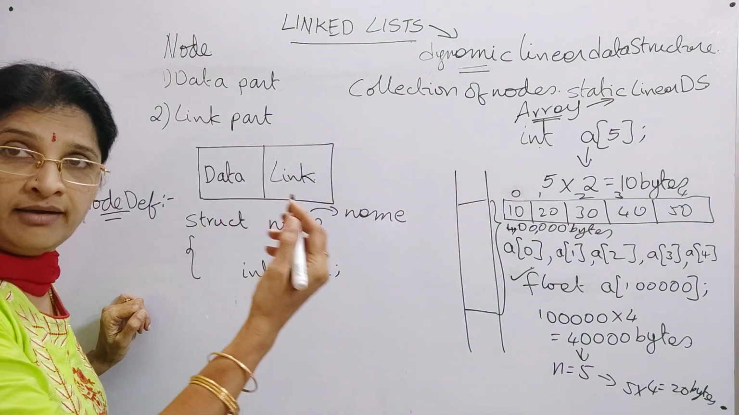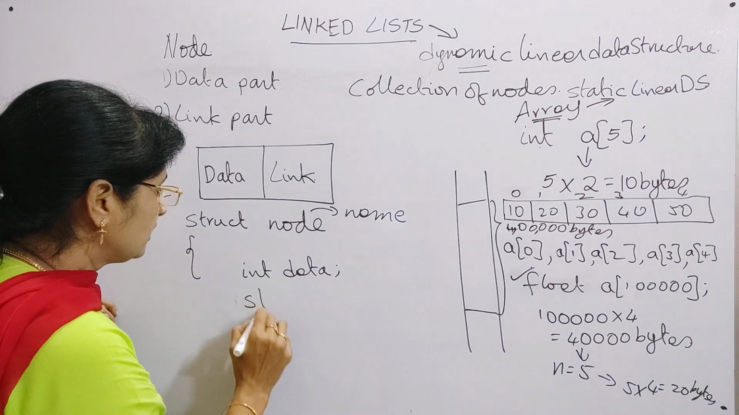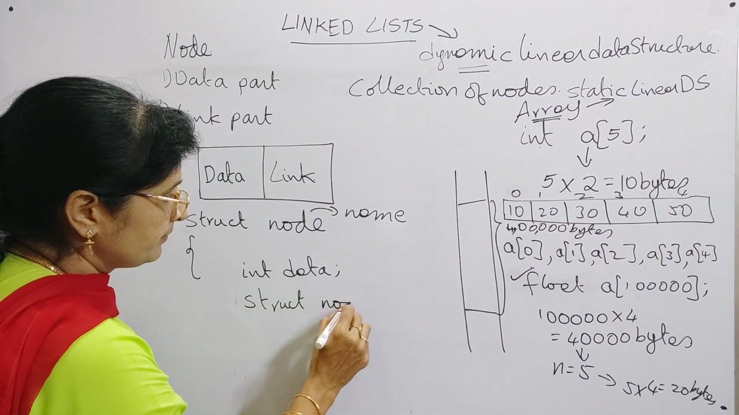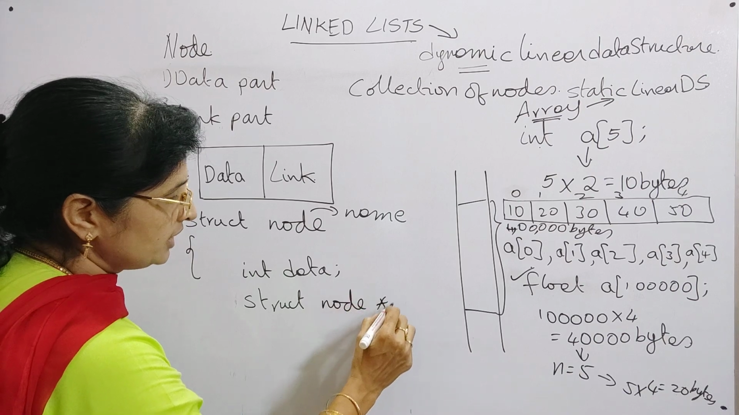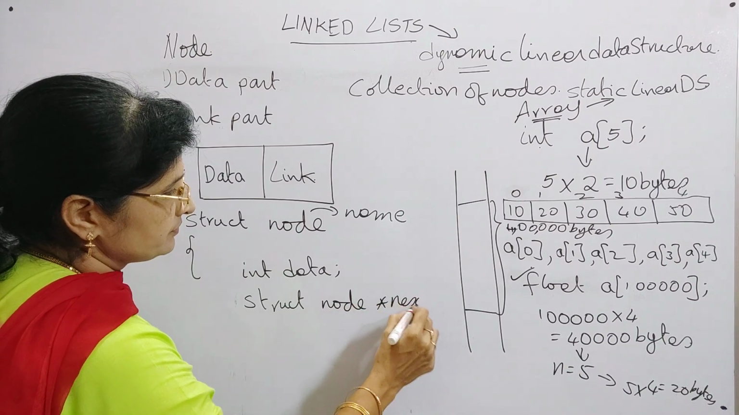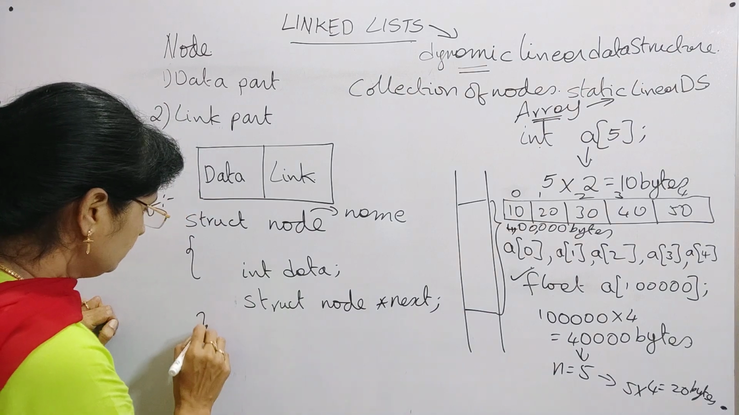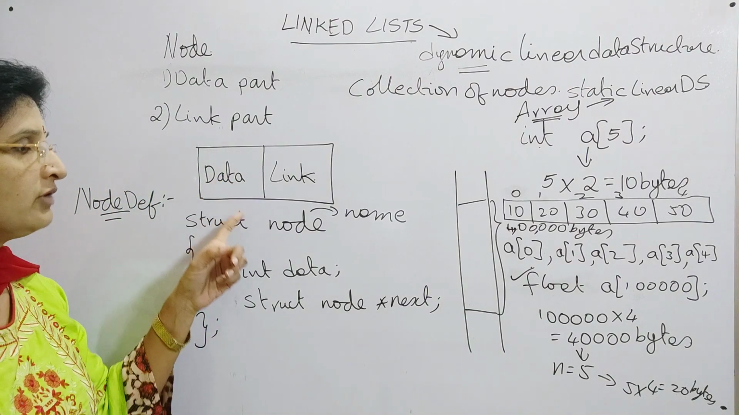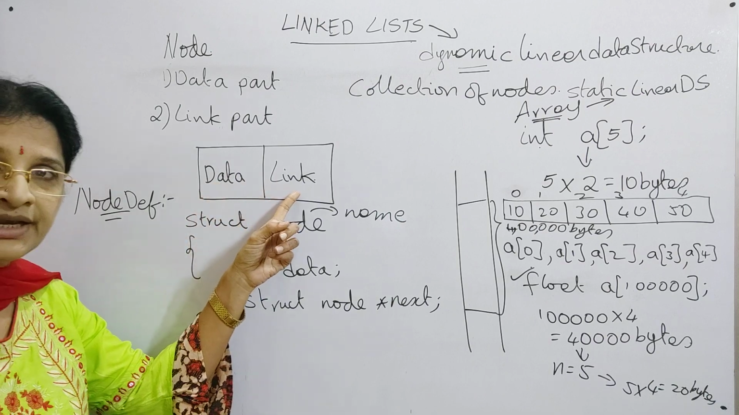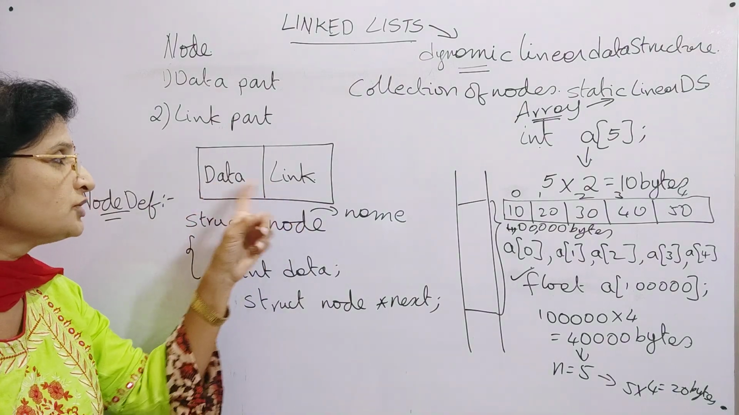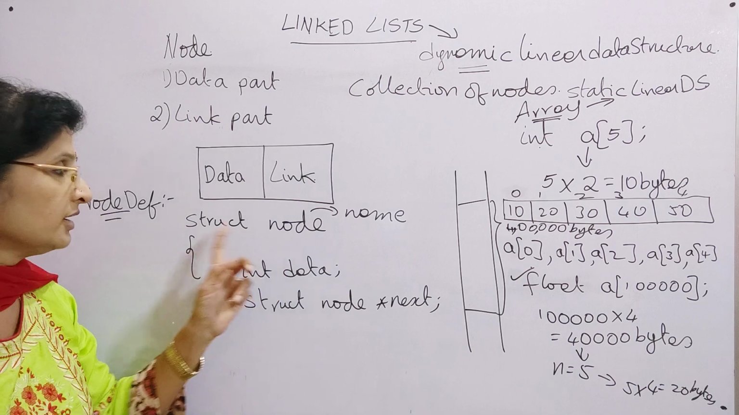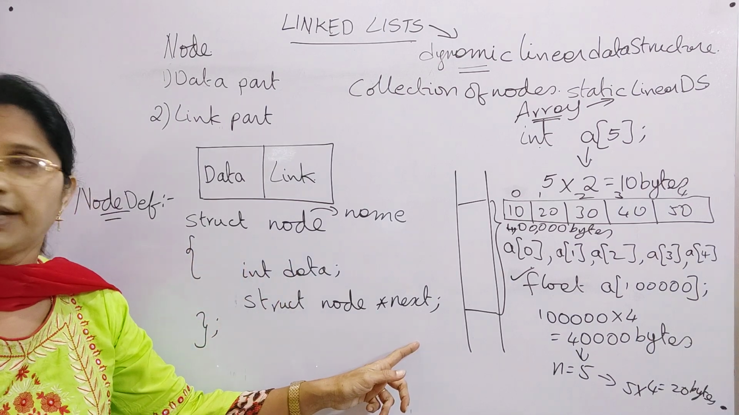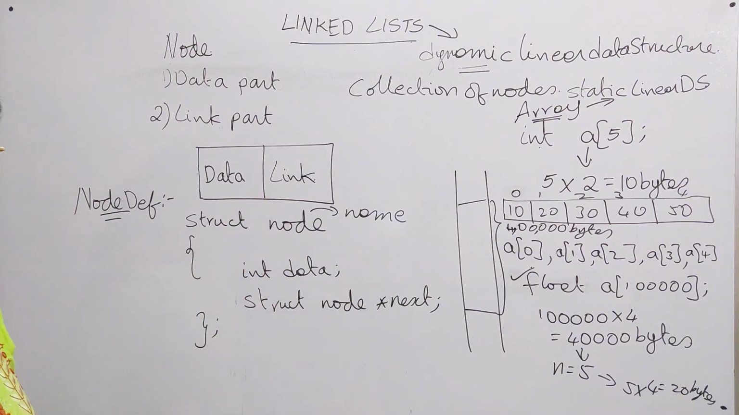It is also a node. That's why we should give it as struct node asterisk next. So this is how you can define a node. Here we have given a data part and a link part, and these two must be defined in a structure. So: struct node, int data, struct node asterisk next. Like this the structure can be defined.